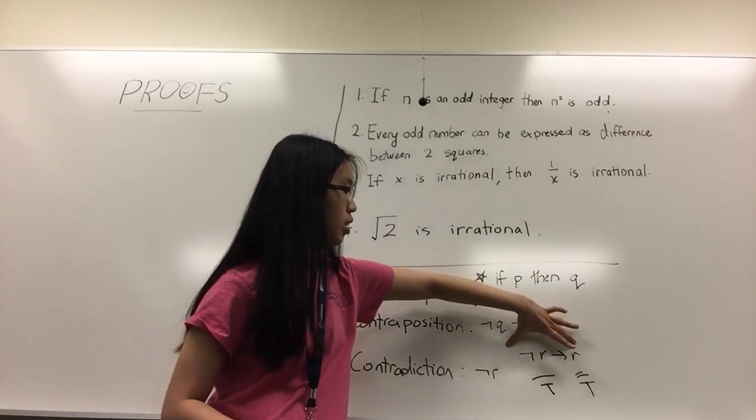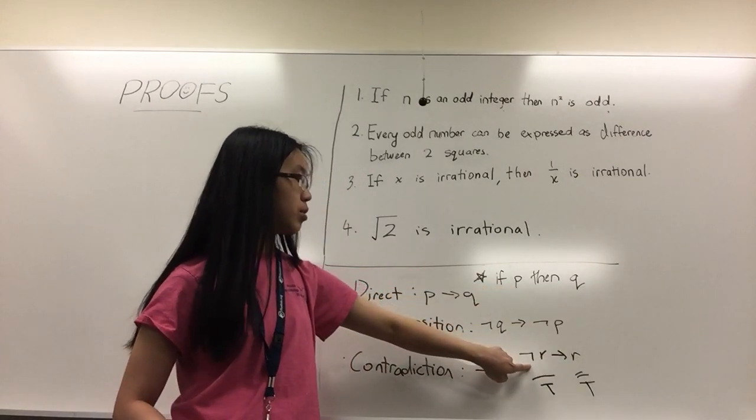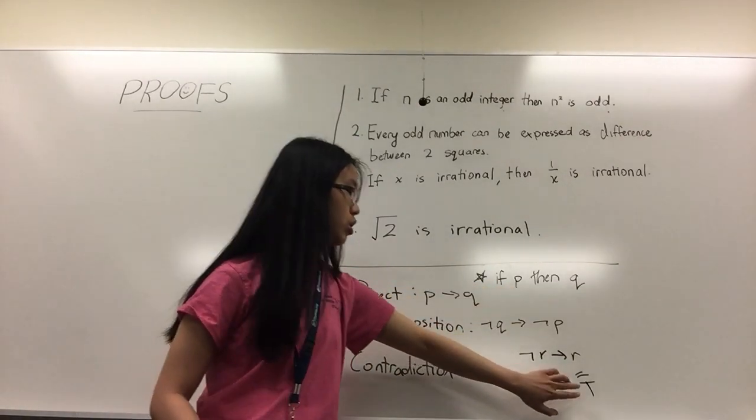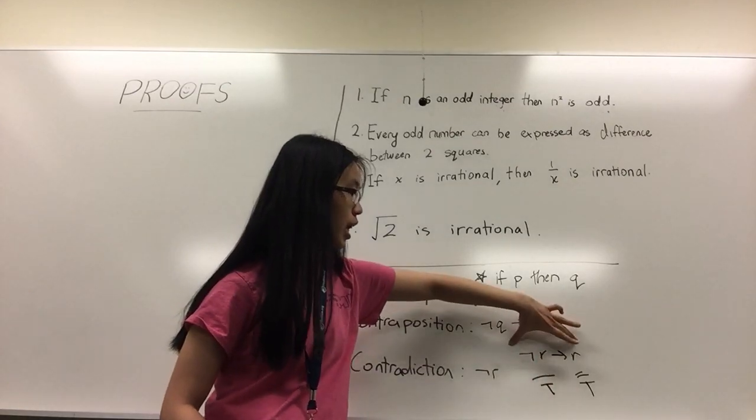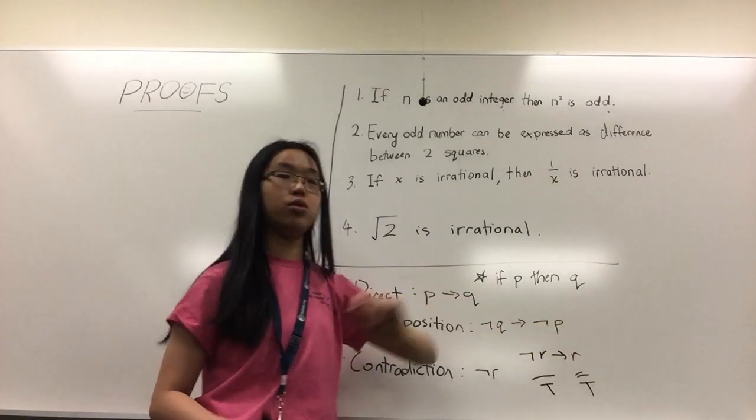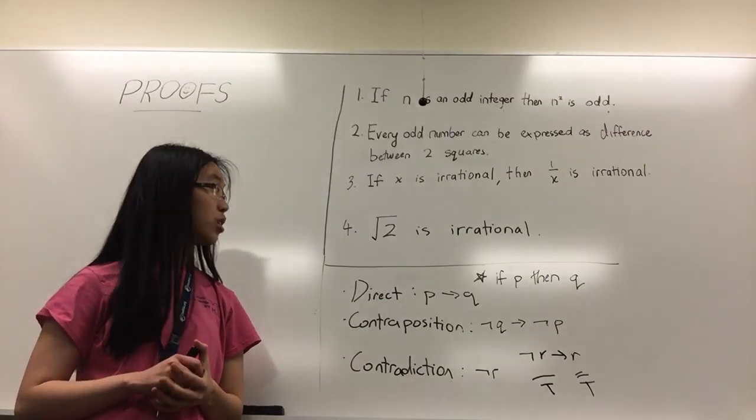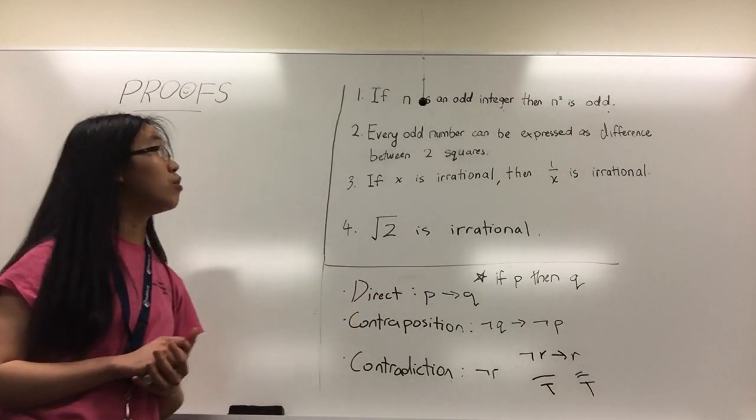So we start off by assuming that not R is true. The only way for this entire thing to be true is for R to be true, which means that the statement must be true. So let's look at some proof examples.